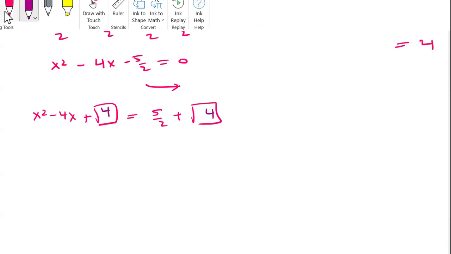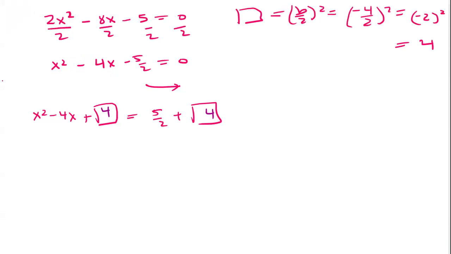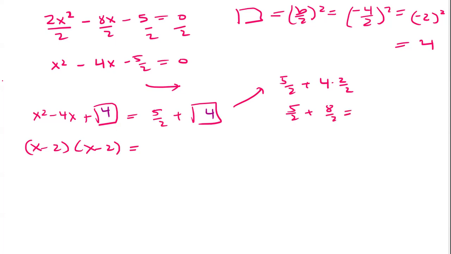Then we just factor. So we're going to factor this. So we got minus positive, so that means both of our factors are going to be negative. So x minus 2 times x minus 2. And then we're going to simplify this. So 5 over 2 plus 4. We can multiply that by 2 over 2 to have the same common denominator. So we have 5 over 2 plus 8 over 2, which gives us 13 over 2. Okay, so this would be 13 over 2.